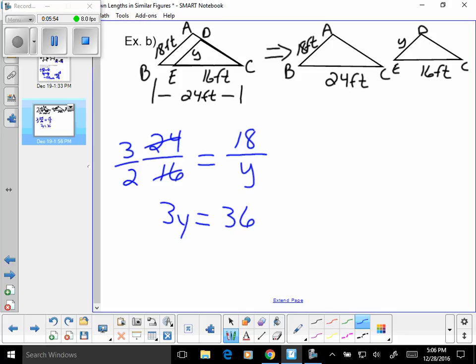Now here again, what do I have? I have a one-step equation. 3y equals 36. I am going to divide both sides by 3. Now remember, that's the same thing as multiplying by the reciprocal of the coefficient. 36 divided by 3. 3 divided by 3 is 1. 6 divided by 3 is 2. This time they tell me that my measurements are in feet. So my answer here is 12 feet.